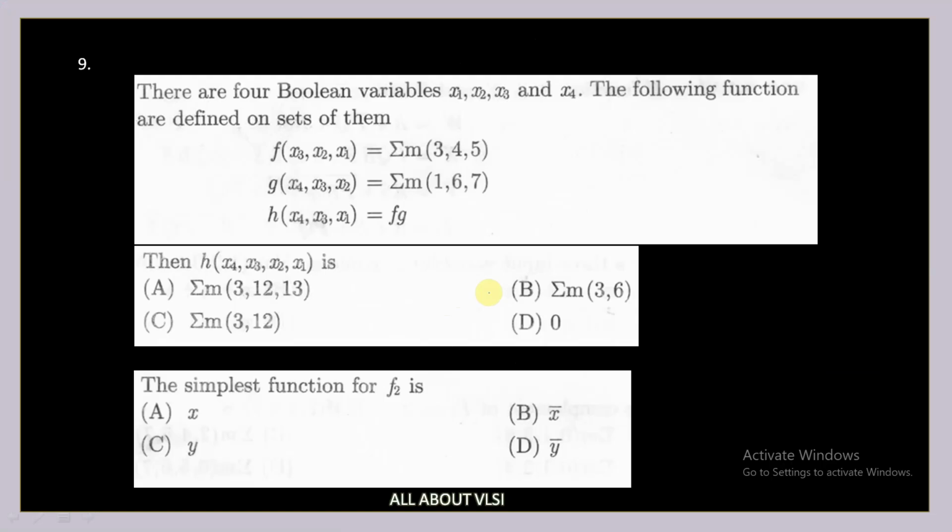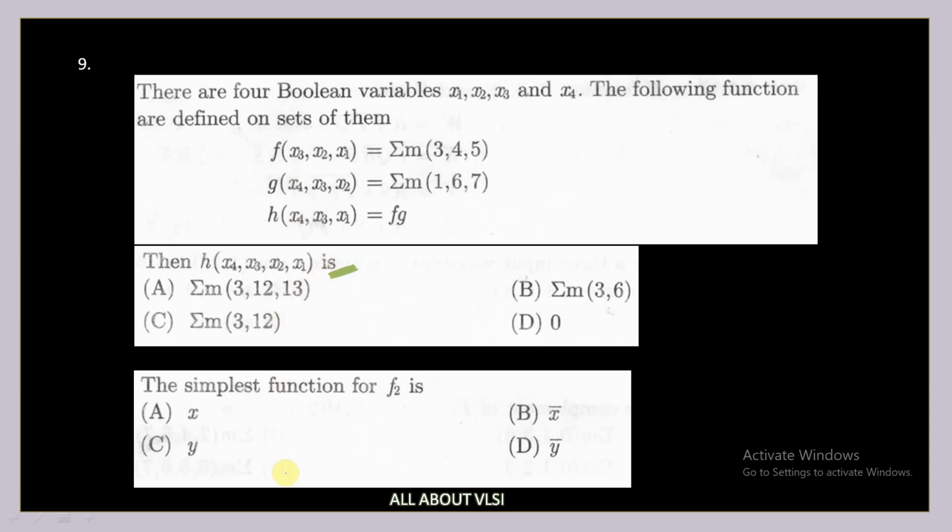So try this one. There are four Boolean variables: x1, x2, x3, and x4. The following functions are defined on sets of them. F of x3, x2, x1 has min terms 3, 4, 5. And g of x4, x3, x2 has min terms 1, 6, 7. And h of x4, x3, x2, x1 is f into g. We are multiplying f and g. First let's try to find h.